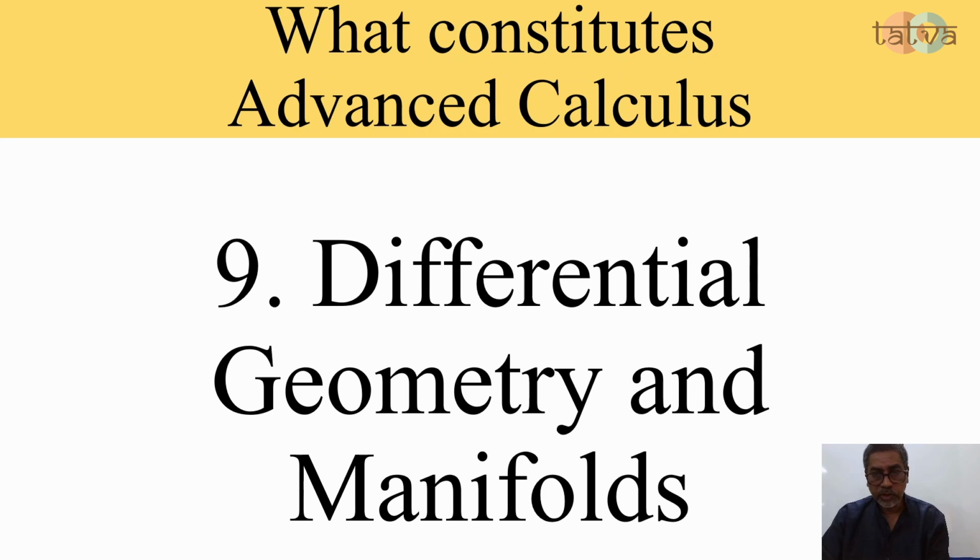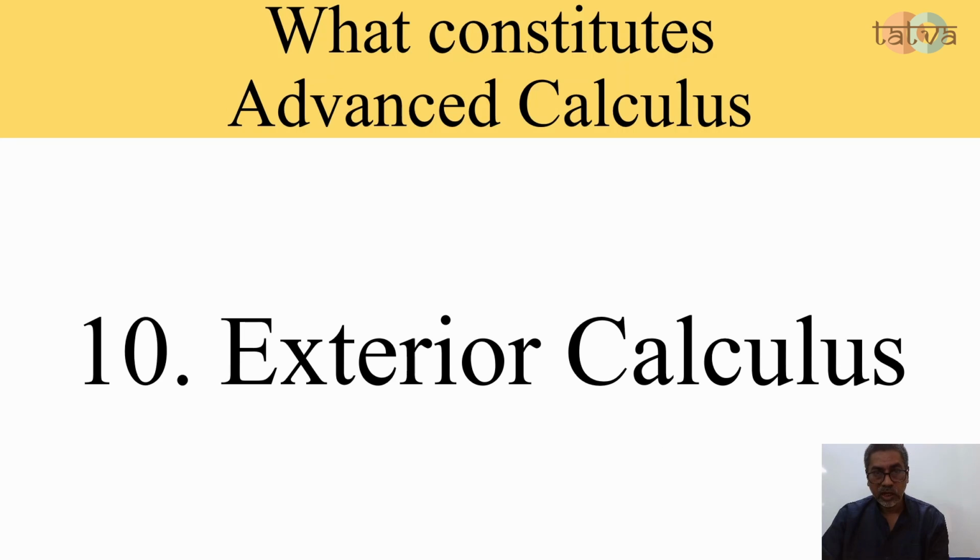Then we got differential geometry and manifolds, a very important thing. So in fact, differential geometry is extremely important when we talk about space research and all that, because the ordinary analytical or Euclidean geometry does not cater to many of the situations there. So differential geometry and manifolds are seen there. Then there is something called exterior calculus, about which I will talk later. But this is a fairly decent collection of topics of advanced calculus.